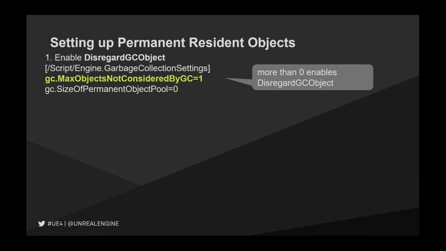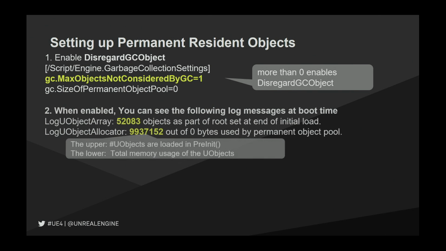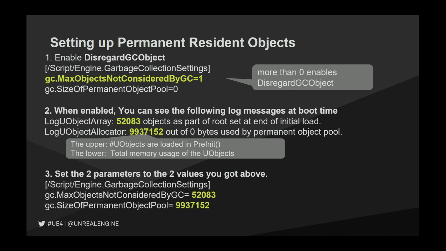All you need to do is set the max object count not considered by garbage collection to 1 and the pool size to 0. And then in the log, it will print out what the correct size and number should be. And so then you just take those numbers and put them back into the settings. So it's really easy. It's definitely worth taking the time to do that.